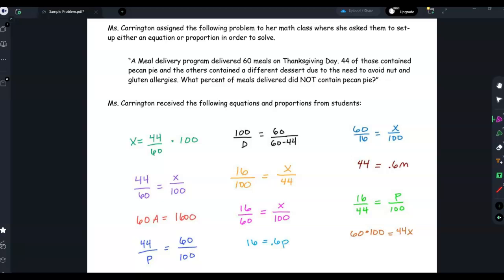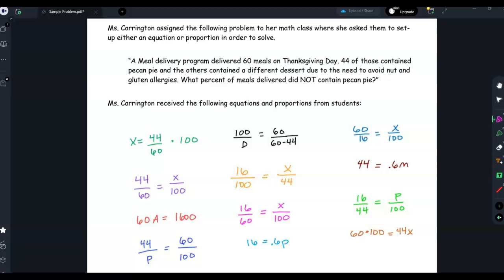So this particular problem, we're trying to figure out the percent that do not contain pecan pie, but the numbers that they're giving me is actually the numbers that do, right? So they're saying 44 of the 60 meals do contain pecan pie. So it means we're going to have to do some subtraction. So we could go ahead and find the percent of the meals that do contain pecan pie. And then once we do that, then we would just subtract that from 100 when we're done to find the percent that don't, right? Or you could go ahead and do the subtraction first. So you have some choices here on how you do this.